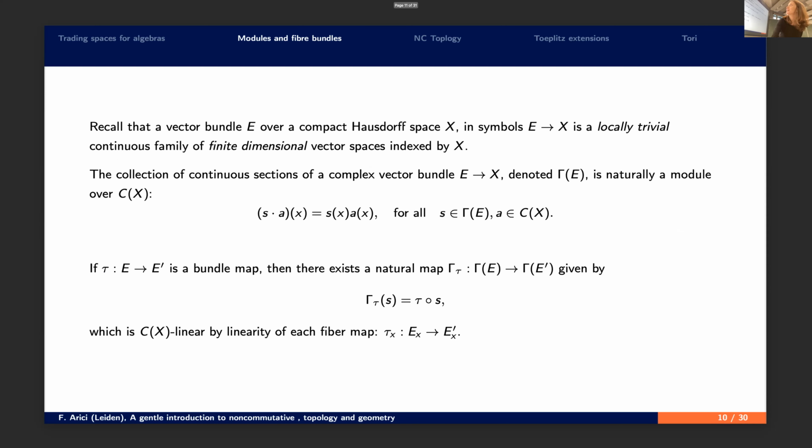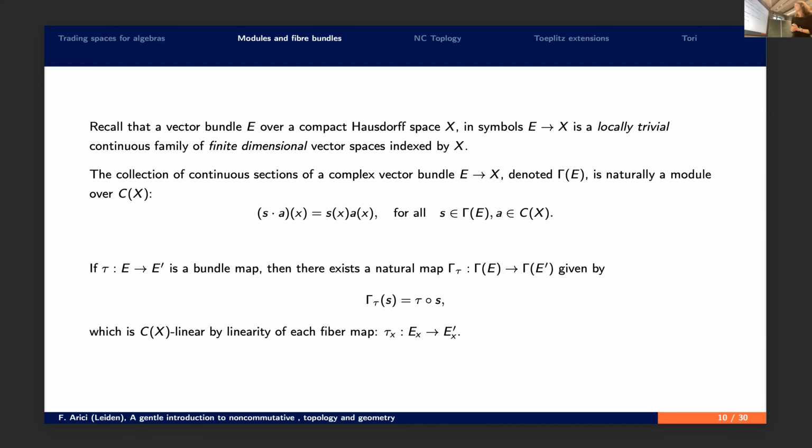So the motivation for this is this example. If you have a vector bundle over a compact Hausdorff space, which means that you have a locally trivial family of finite dimensional vector spaces that are indexed by your base space, then you can look at the sections of these complex vector bundles. This space of sections is denoted gamma E in the literature, and this is a module over the algebra of continuous functions on the underlying base space. And the multiplication is just pointwise multiplication. So if you have a section and a function, you get a new section whose value at the point x is the product of the value of the section and the function that you're multiplying from the right.